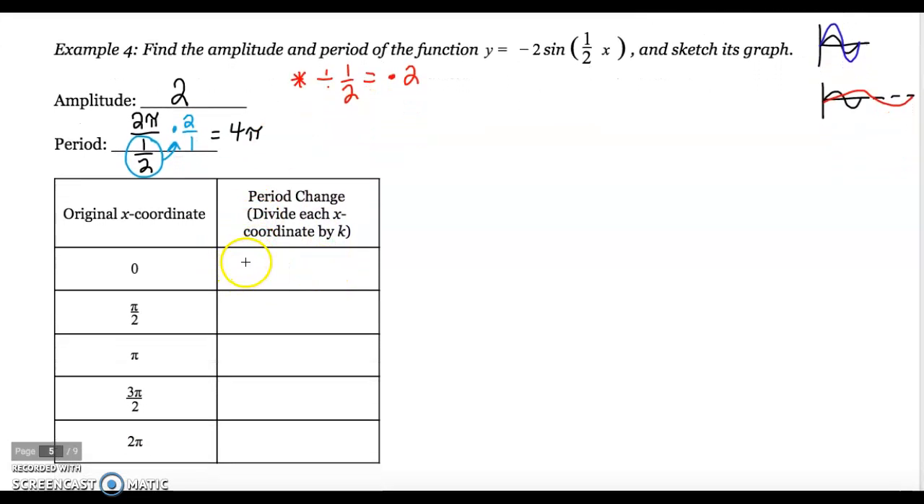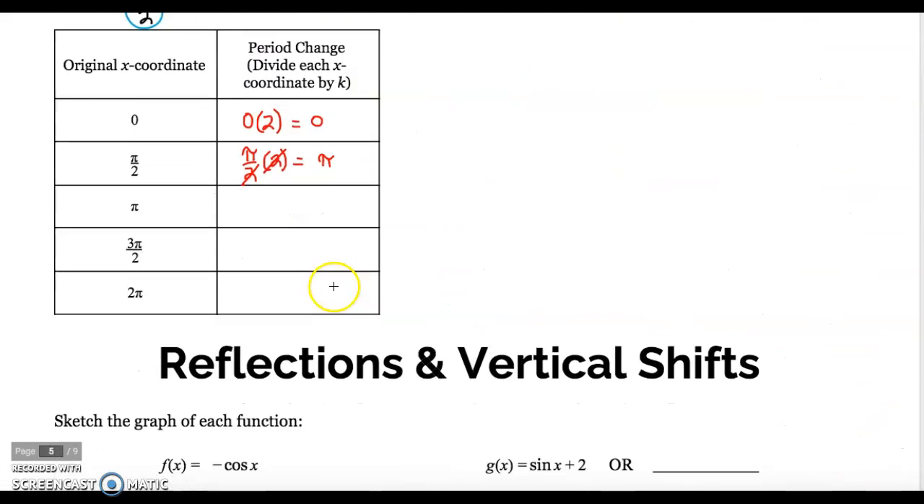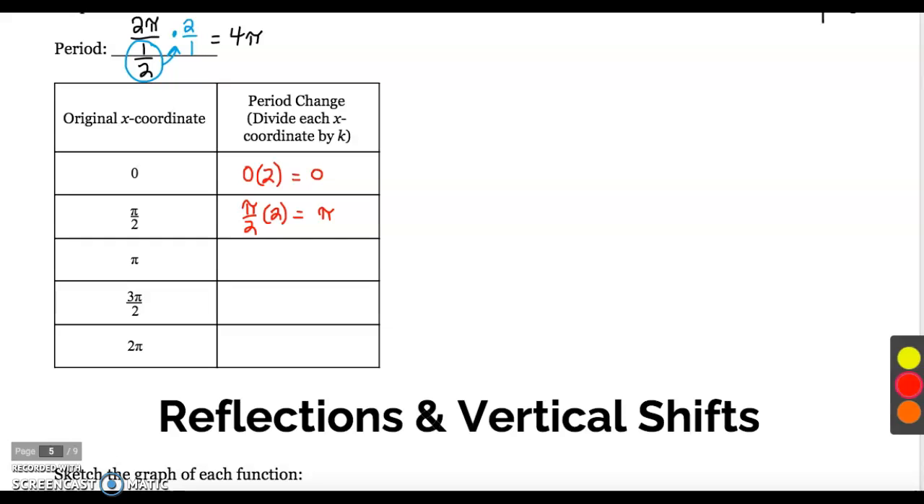So instead of doing 0 divided by 1/2, I'll do 0 times 2, which still gives me 0. I'll do pi over 2 times 2, and in that scenario, your 2's cancel out. I just want to make sure I'm using the same colors. 2's cancel. When I do pi times 2, that gives me 2 pi. 3 pi over 2 times 2, my 2's will cancel out there as well, so I'll end up with just 3 pi. And then when I do 2 pi times 2, I end up with 4 pi.